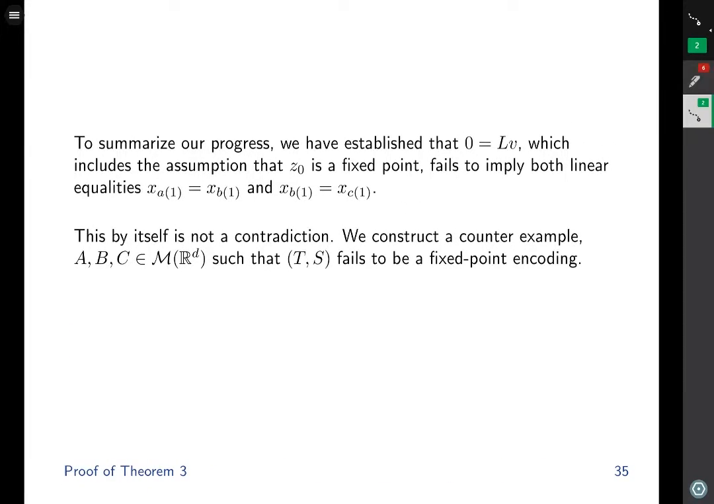To summarize our progress, we have established that 0 equals Lv, which is the linear system of equalities that includes the assumption that z0 is a fixed point, fails to imply both linear equalities xa1 equals xb1 and xb1 is equal to xc1. This by itself is not a contradiction. We now construct a counterexample, maximal monotone operators A, B, and C, such that T, S fails to be a fixed point encoding.